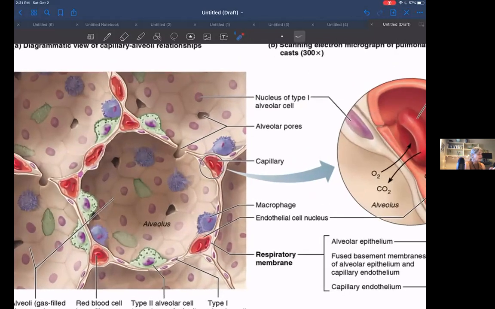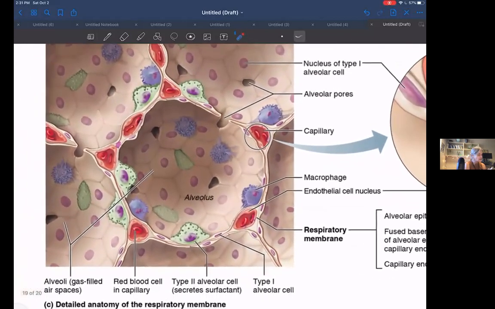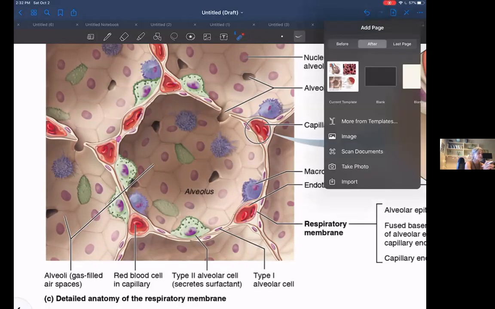Then we have another type of cell, which is called a type 2 cell, which here is in green. They are secretory, which means they're producing something like a protein to be secreted to the outside. So let's talk about these alveolar type 1 and type 2 cells.